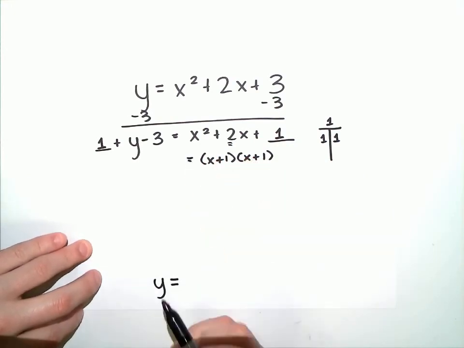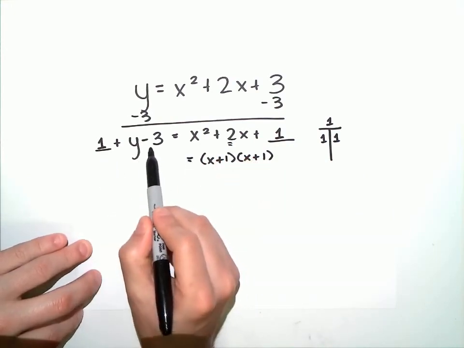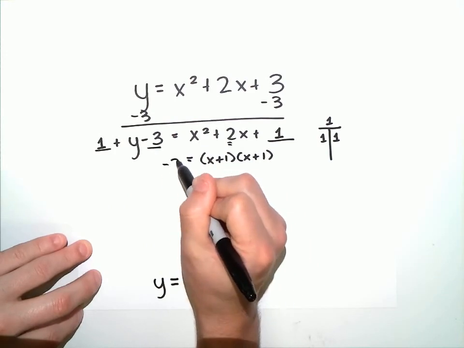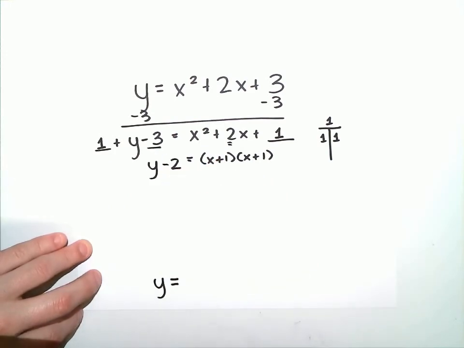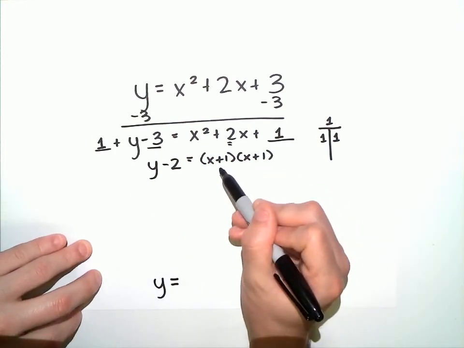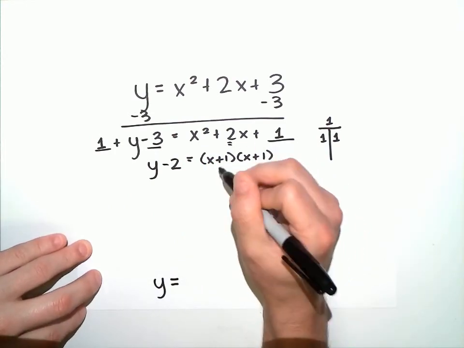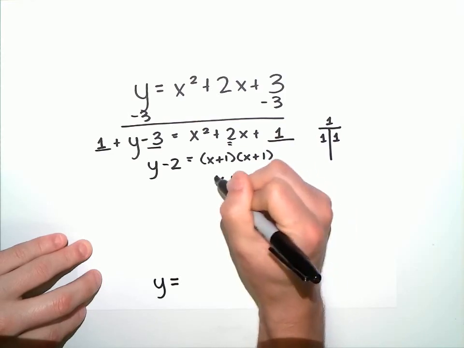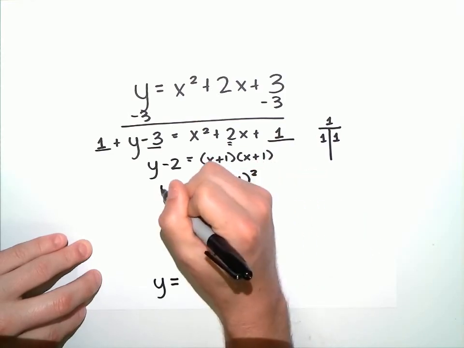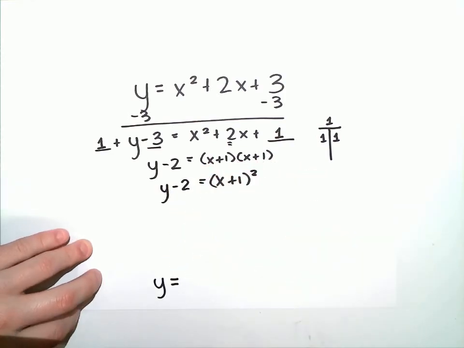And on this side, I'm going to combine the like terms. I have 1 and negative 3, and that's just negative 2. So I got y minus 2 equals (x plus 1)(x plus 1). We're going to simplify this to write, instead of (x plus 1)(x plus 1), (x plus 1) squared equals y minus 2.